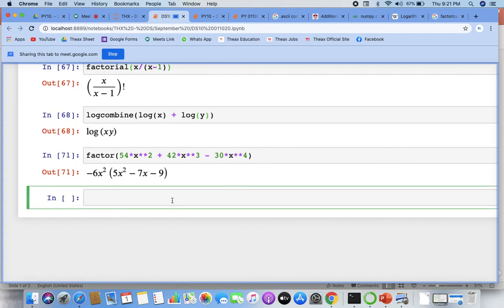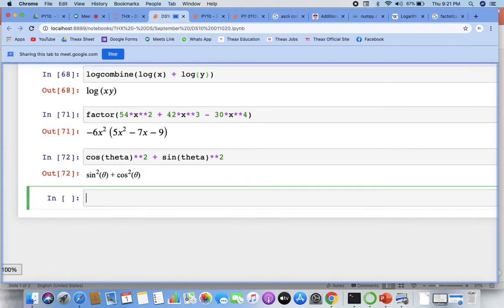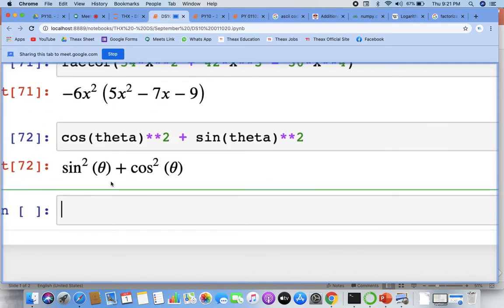Now, let's say you have a trigonometric equation, cos theta plus, cos squared theta plus sine squared theta. What's the formula? 1. Very good. Quick answer. I'm not getting 1, I'm only getting the expression. I'm not getting the value. So, for the value, what do I have to do? I have to use some function.